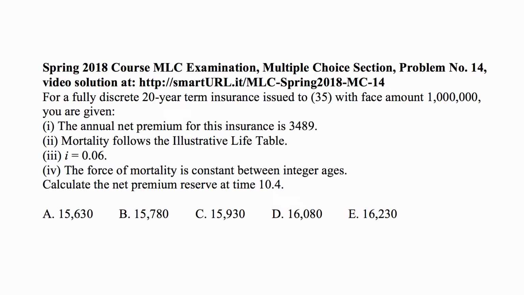Here's a problem for today for exam LTAM from the last exam MLC in spring 2018. For a fully discrete 20-year term insurance issued to a 35-year-old with face amount of $1 million, you are given that the annual net premium for this insurance is $3,489. Mortality follows the illustrative life table. Interest rate is 6%, which, by the way, is the interest rate used for calculating actuarial present values in the table used on exam MLC. The force of mortality is constant between integer ages. Calculate the net premium reserve at time 10.4.